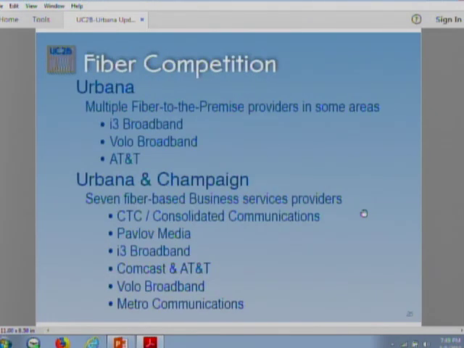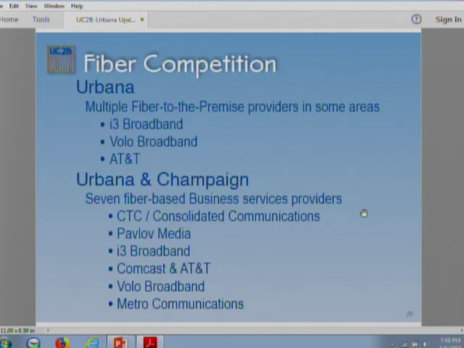The biggest change for Champaign-Urbana, and especially Urbana actually, has been the competition. A lot of you have UCTV fiber now, but many of you don't. And even if you don't, there's competition now. And there are places in Urbana that have 3 different fiber to the home providers. There are communities in this country that would kill to have 1 provider, and Urbana's got 3.